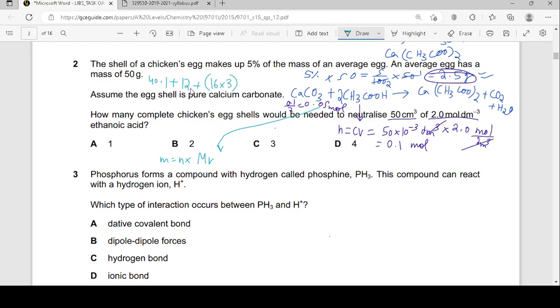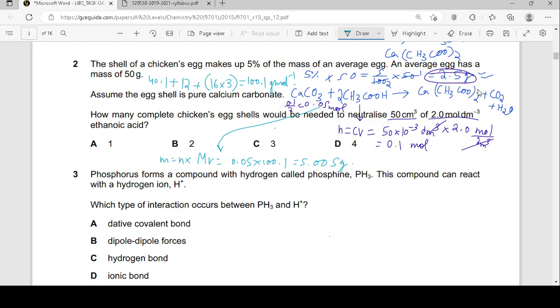I don't really care about writing 12.0, 16.0 for paper 1, because for paper 1, you really just have to fill the bubble sheet. You don't need to show all your working. Just to cross-check, maybe it would be worth working it out, but you have a time restraint, okay? So it's 100.1, okay? So n is 0.05 times 100.1. So that becomes 5.005 grams, okay?